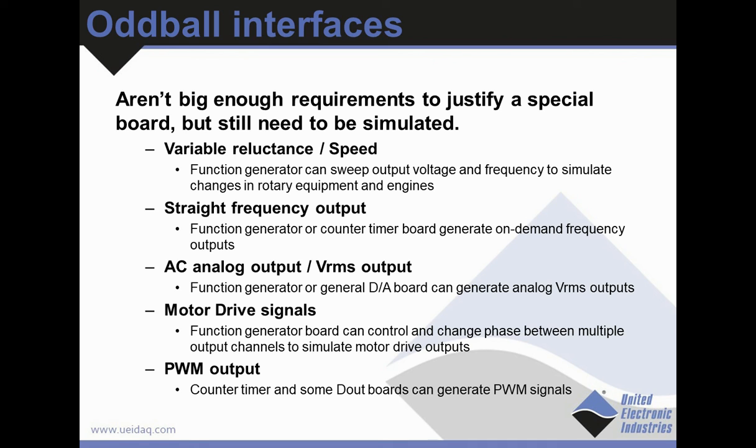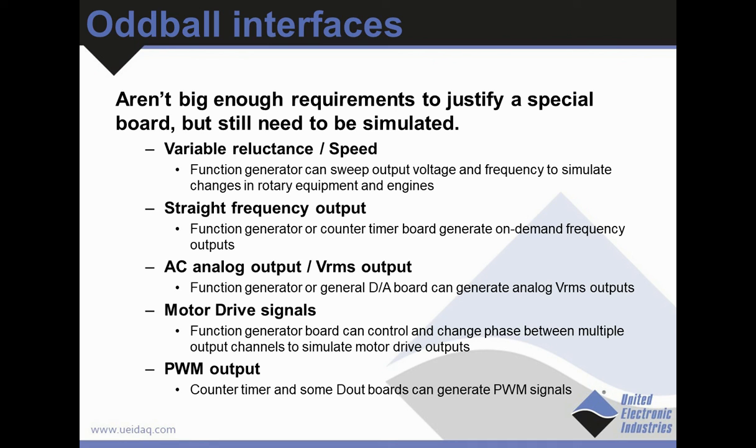And then there's always the oddball interfaces. What we've found is possibly the best way to do most of these is with either a function generator or an arbitrary waveform generator. The type of interfaces we're looking at are variable reluctance. A function generator can sweep output voltage and frequency to show changes in rotary equipment. So if your LRU or your simulation is looking for engine speed or propeller speed or something like that, you can simulate it with a function generator.